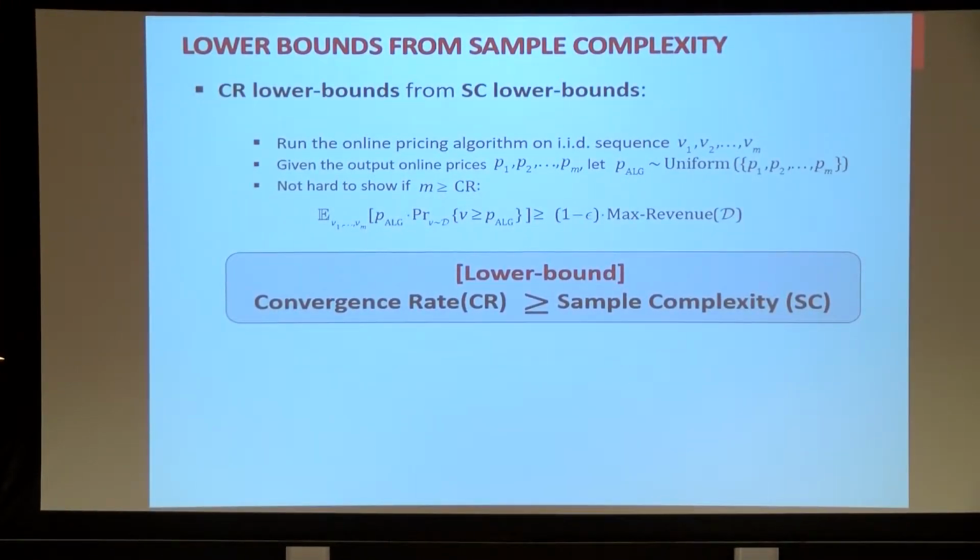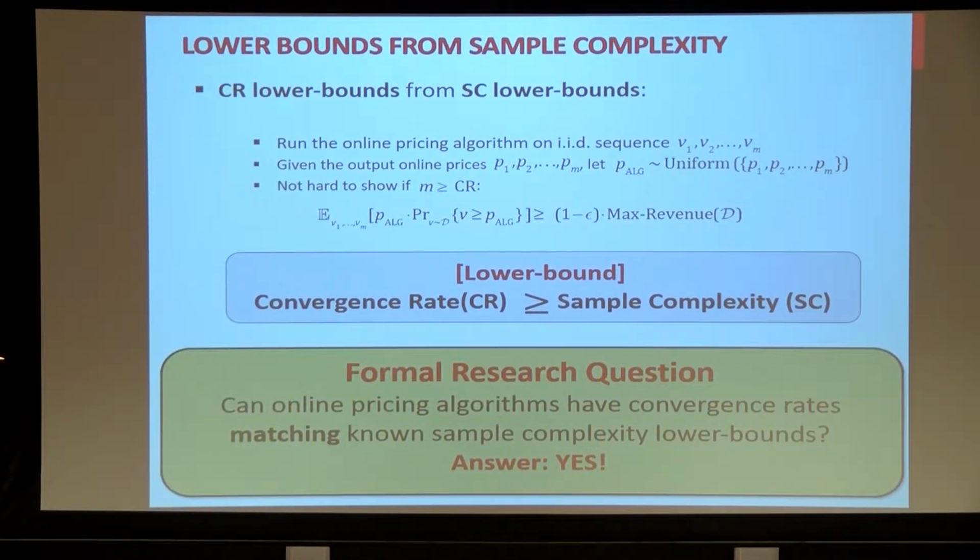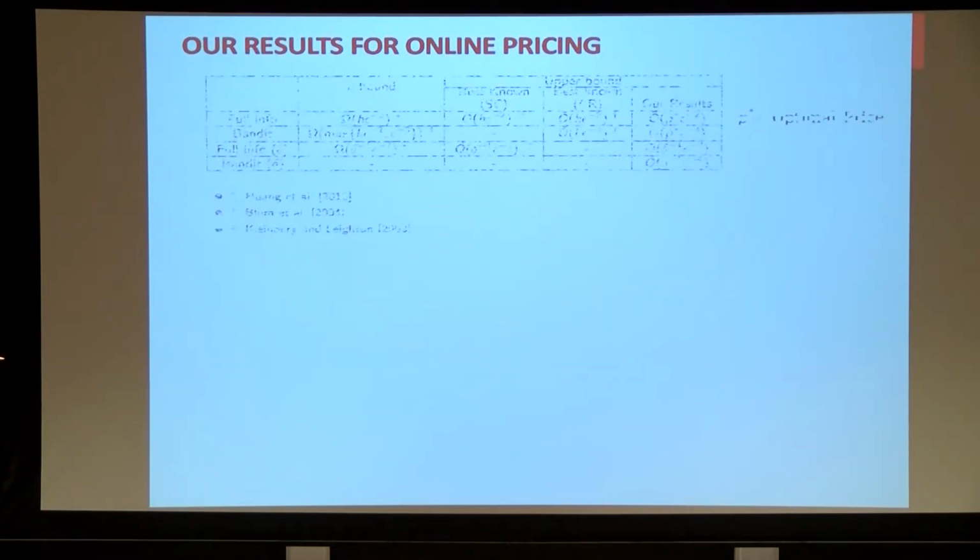Now I can ask the formal question I'm addressing in this talk, which is the following. Can online pricing algorithms for the adversarial online case achieve convergence rates that match the known sample complexity lower bounds? This is a more general setting because, as I said, this is online and adversarial, so it might be unexpected. But the answer is surprisingly yes. And here are our results.